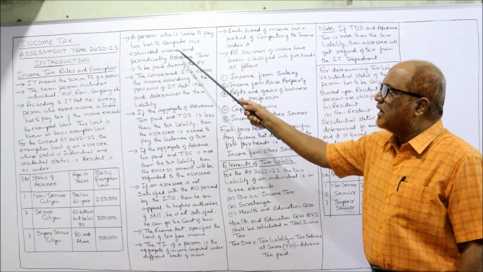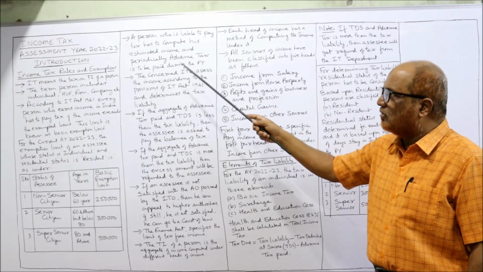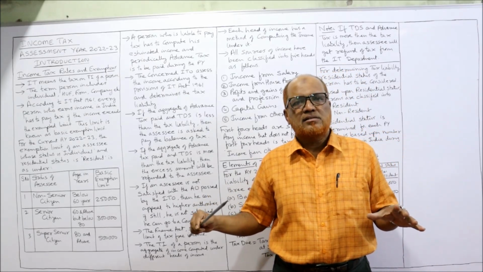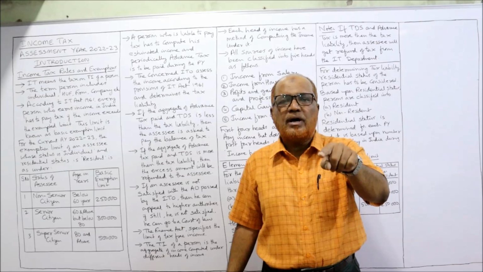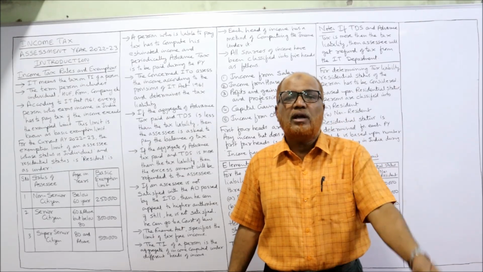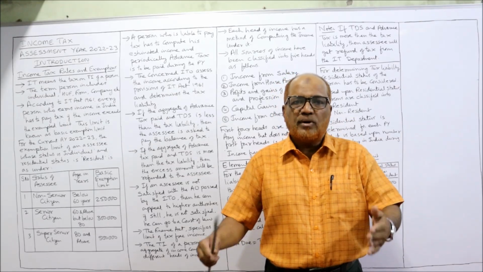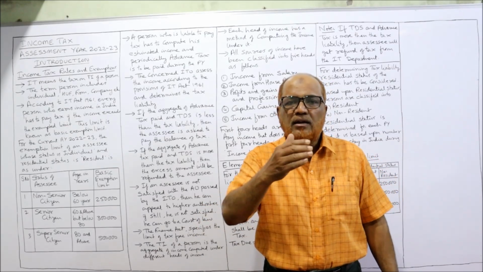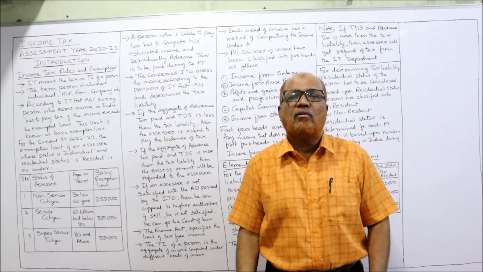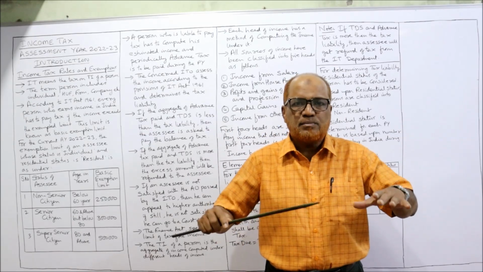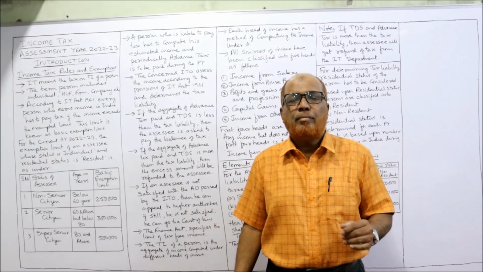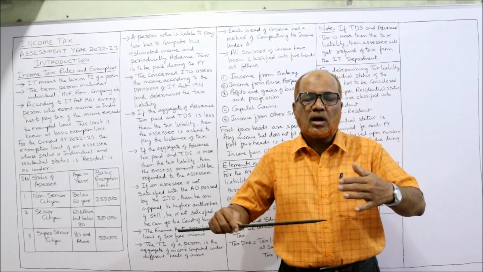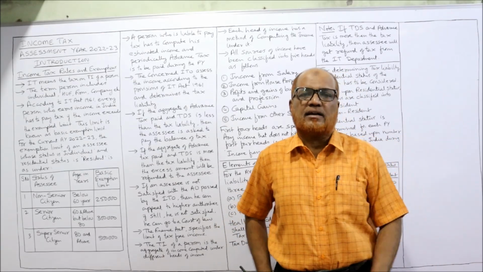A person who is liable to pay tax has to compute his estimated income, and periodically advance tax is to be paid during the previous year. The procedure of Income Tax Act is, Income Tax Act says a person has to compute his own income during the previous year. How much income he is earning during the previous year, he has to compute, and time to time he has to pay advance tax. His assessment will be done in the assessment year, but before that, during the previous year itself, he has to compute the income and pay advance tax.